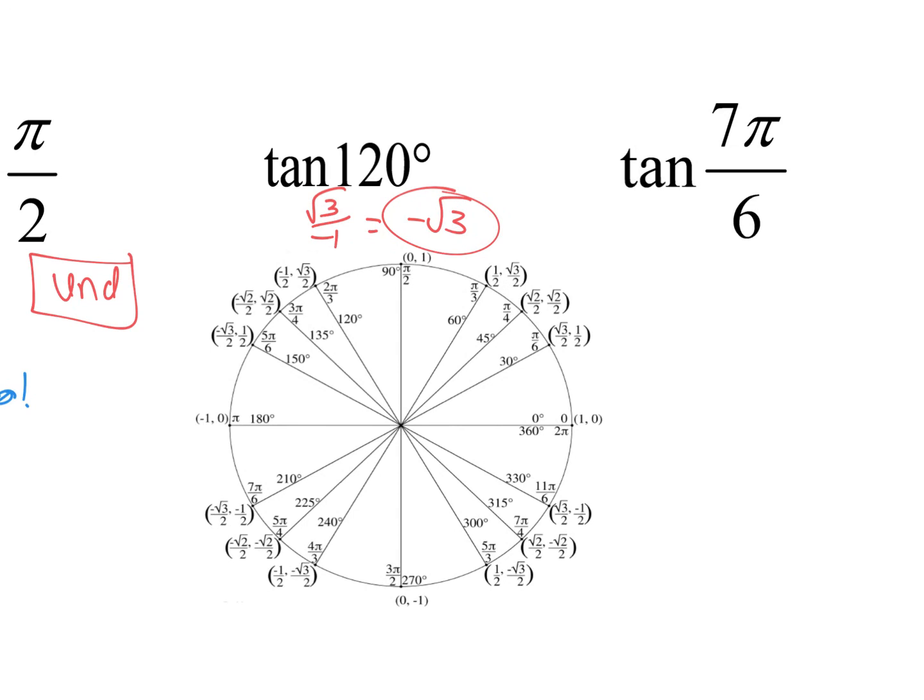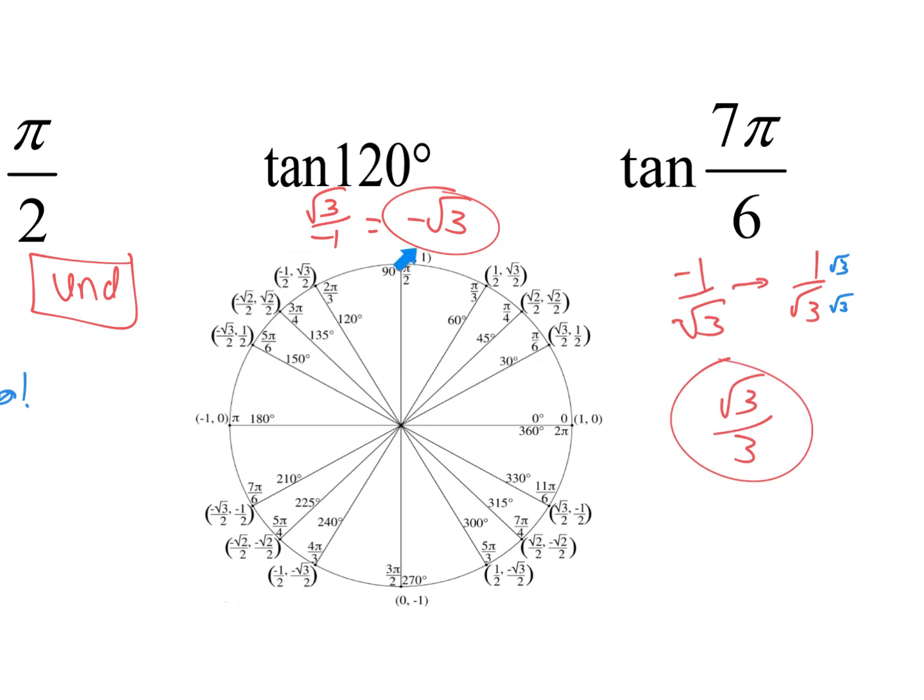Tangent of 7 pi over 6. 7 pi over 6, here we are. Nope, there, nope, where'd you go? There it is. Second divided by first, negative 1 over negative rad 3. Well, the negatives cancel out, so there's really a positive 1 over positive rad 3. And I'm really not too thrilled about having that rad 3 in the bottom, so I need to rationalize. This would be rad 3 over 3.